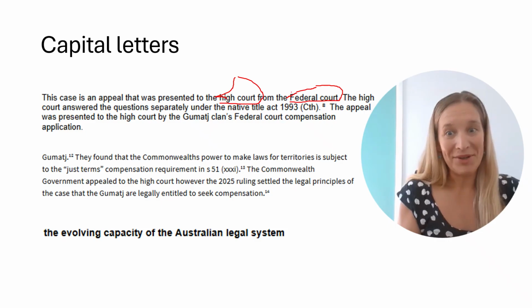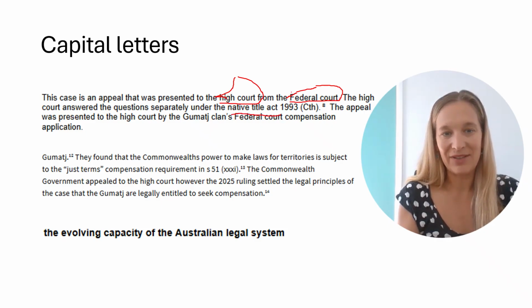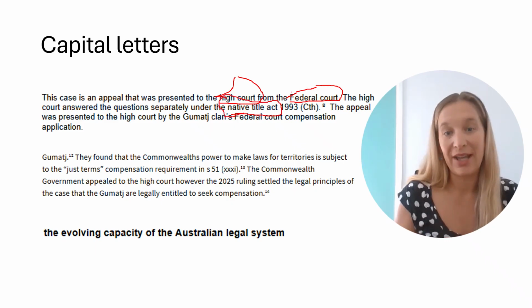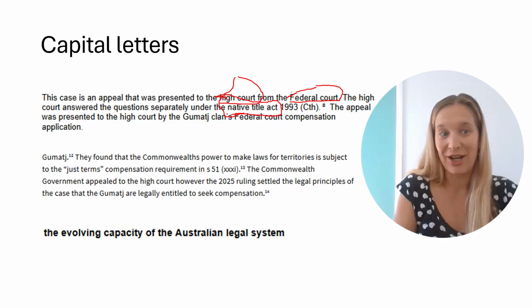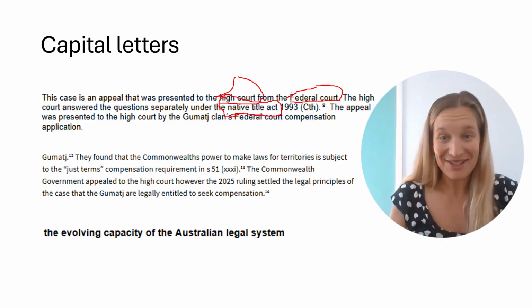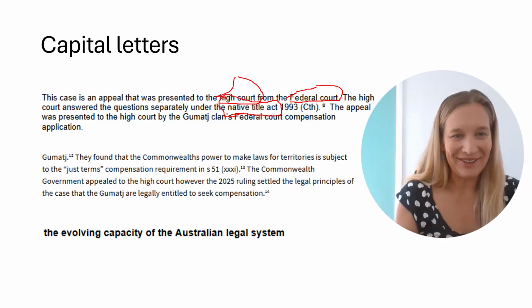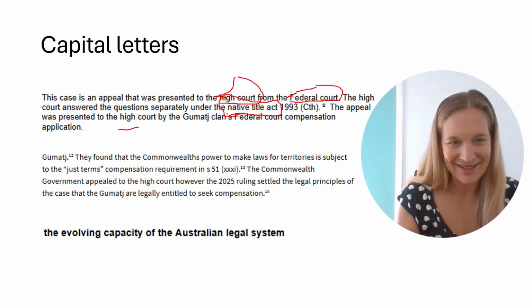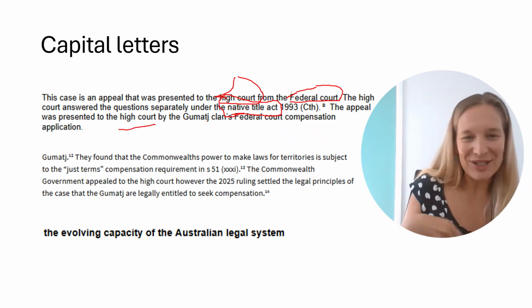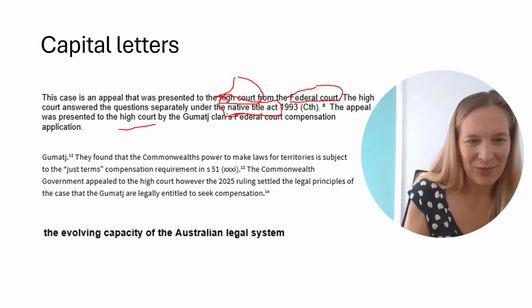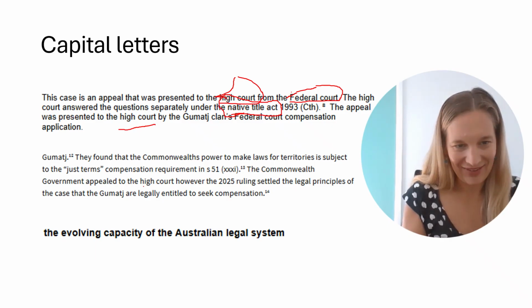Okay. We also have an act here, a piece of legislation, and look, once again, we have no capital letters for the Native Title Act. So definitely check those ones. Oh, look, hang on, here we go again. There's another High Court too. In terms of the next example here, what have we got? Oh, yes, there it is again. High Court.